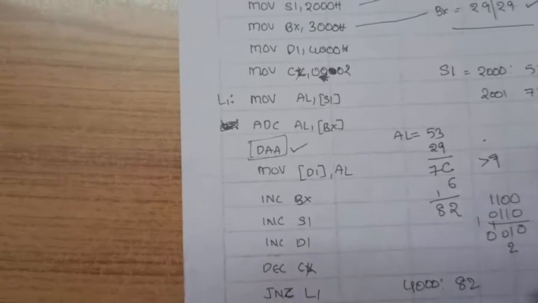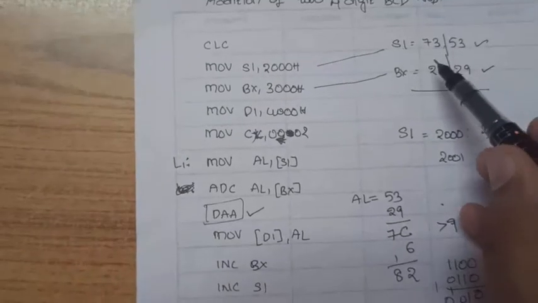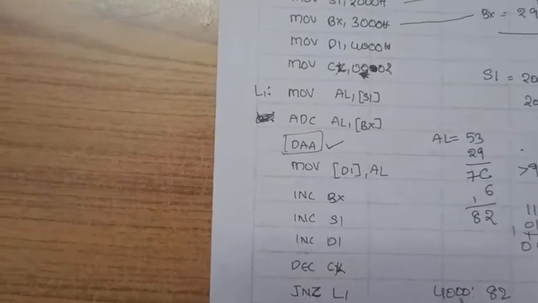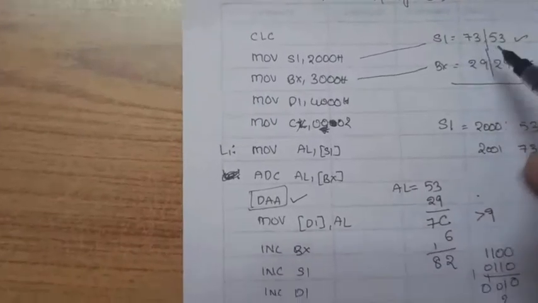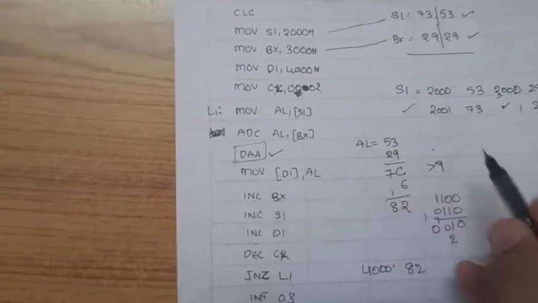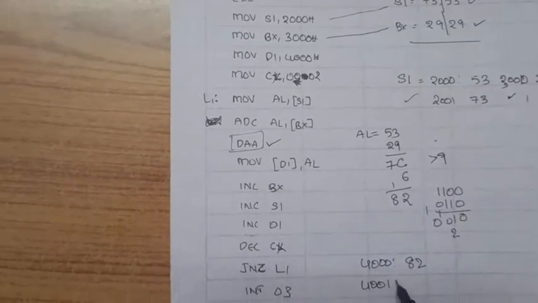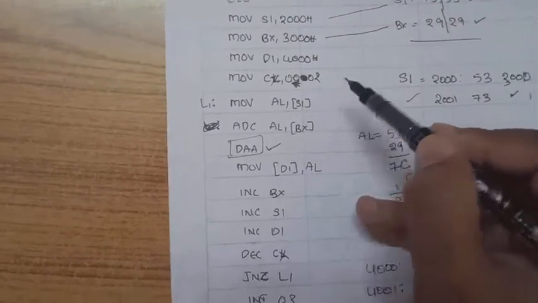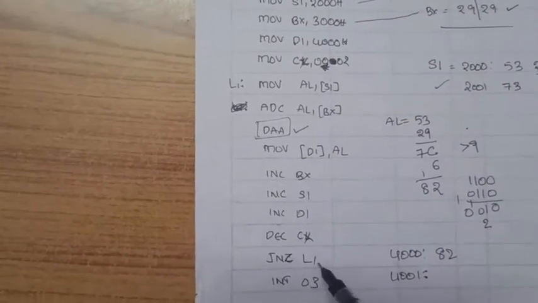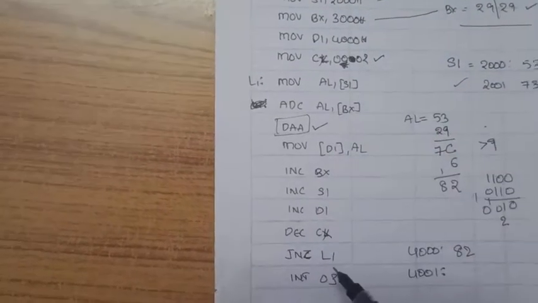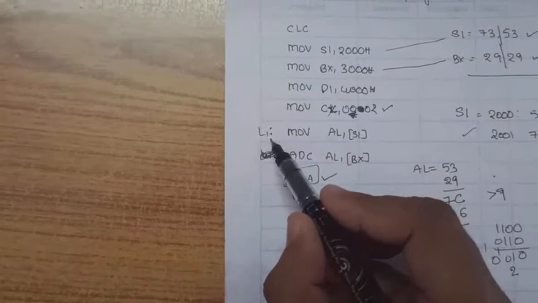Now afterwards there is another byte of data, right? 73, and 29 is also there. Again we increment BX, increment SI, increment DI, so all these memory locations get incremented: 2001, 3001 and again 4001 for DI, for storing output. Now decrement CX, so the count is decremented by 1. Now JNZ: since the count is still non-zero, it repeats the same operation.